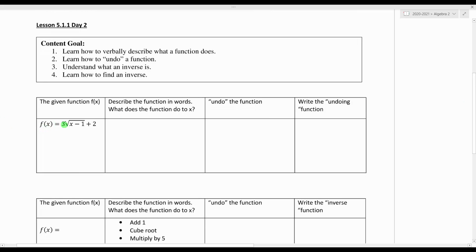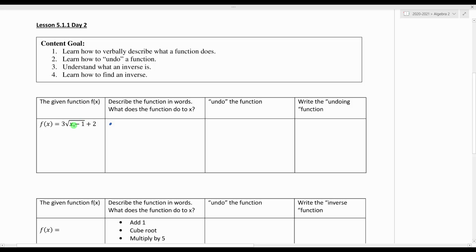We have f of x, and I'm looking at this thing. I see a square root. We see some addition and subtraction, a little bit of multiplication going on here. So I'm going to go ahead and try and describe what this function does in words. First bullet point: when we see a square root, you've got to treat that kind of like a parenthesis. So when you're thinking about your order of operations, if you ever have a function with a square root or a cube root, go inside of that first to find the first thing that's been done to the x.